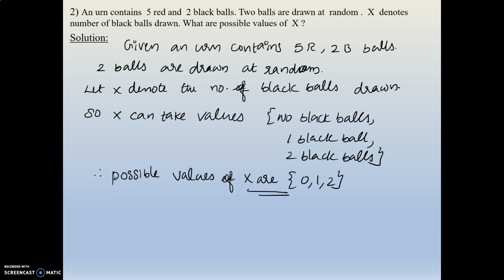Given an urn contains 5 red and 2 black balls, and we are taking only 2 balls at random. So let X denote the number of black balls drawn. So X can take values: no black balls drawn, or one black ball, or two black balls. These are the maximum possible outcomes. So the possible values of X are: if we are not getting any black balls, 0 will be the outcome. If we are getting one black ball, 1, or maximum 2 in 2 draws, 2 black balls. So 0, 1, 2 are the possible outcomes of X.